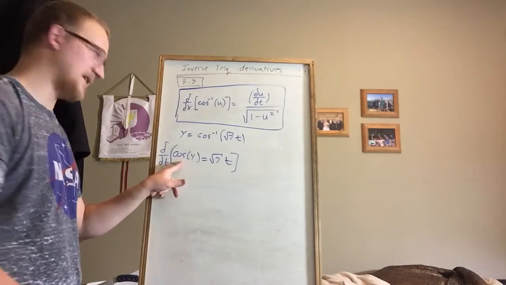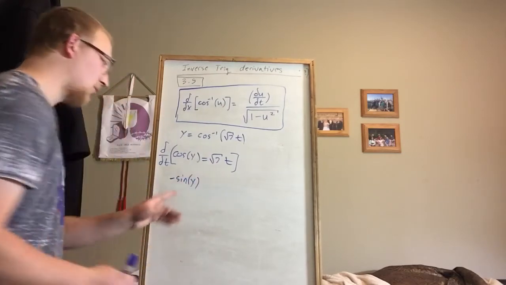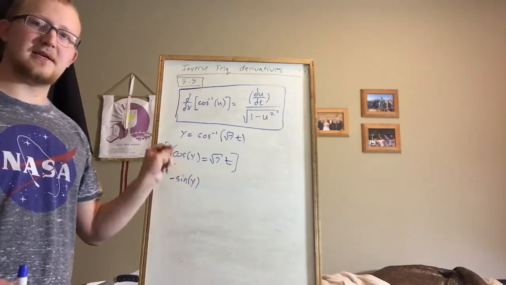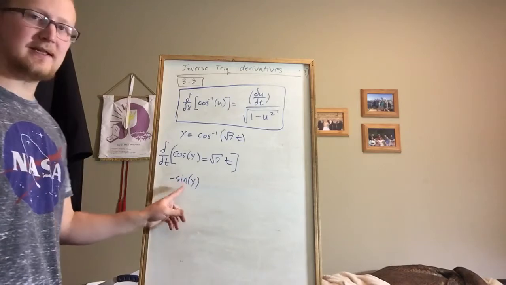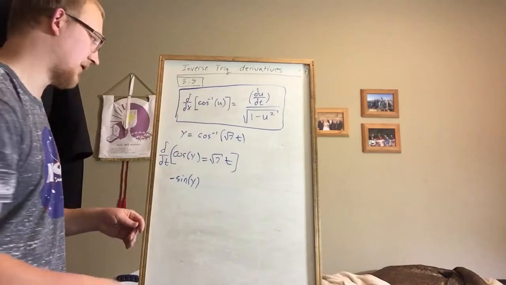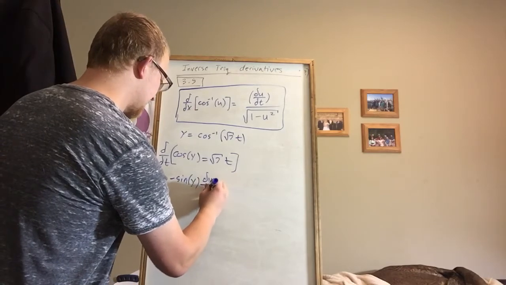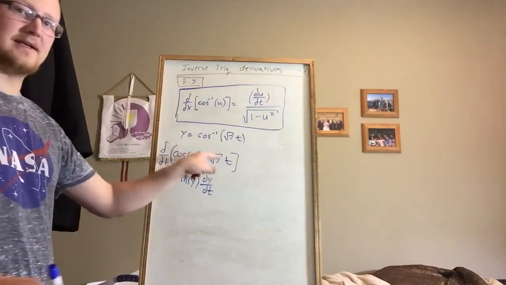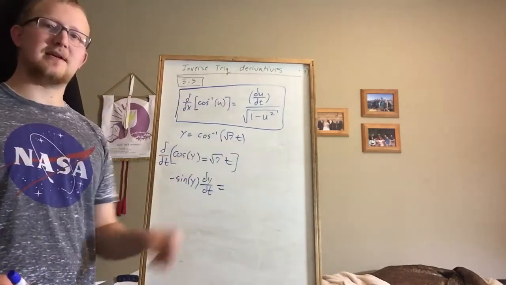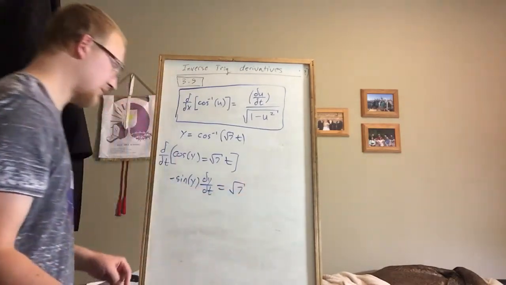The derivative of cosine is negative sine of y. But y is in and of itself a function of t. It's a dependent variable. t is the independent variable. So we've taken the derivative of the outer function. Now to respect the chain rule, we have to take the derivative of the inner function, which is y, with respect to t. So negative sine y dy/dt equals, what's the derivative of root 7 times t? Well, according to the power rule, it's just root 7.